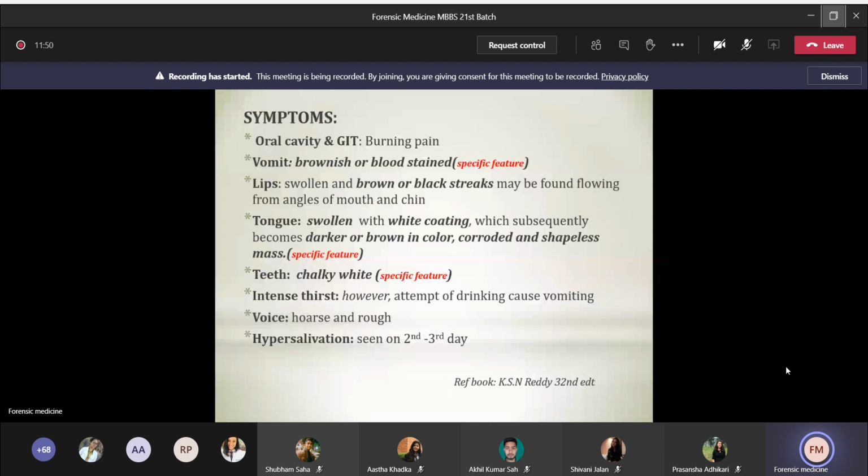Teeth, chalky white in nature, and there is presence of intense thirst, but the person is unable to drink any water because the drinking will cause vomiting. Voice, nature of the voice, hoarse and rough. That is due to the inflammation or edema of the larynx. And the next one is hypersalivation, can be seen after 2 or 3rd day of the ingestion of the sulfuric acid.